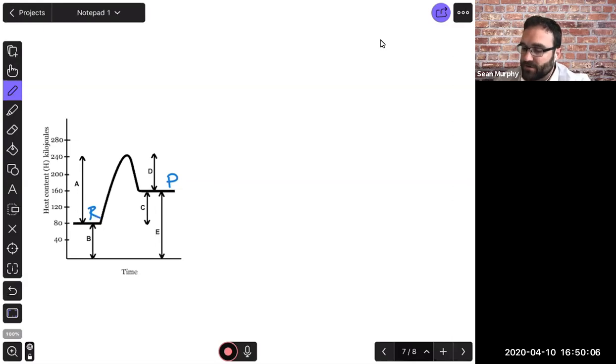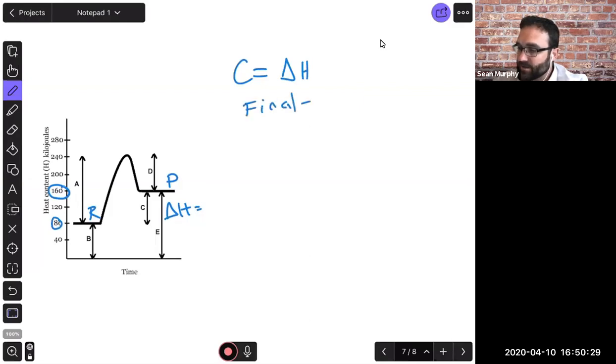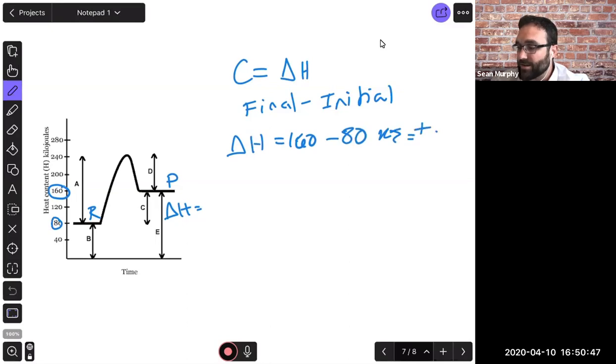All right, so if my reactants were at 80 and my products were at 160, what is my delta H? My C, so C equals, on the diagram, my change in heat. Remember, change in heat is final minus initial. So my change in heat, my final was 160 and my initial was 80. So I ended with a positive 80 kilojoules.